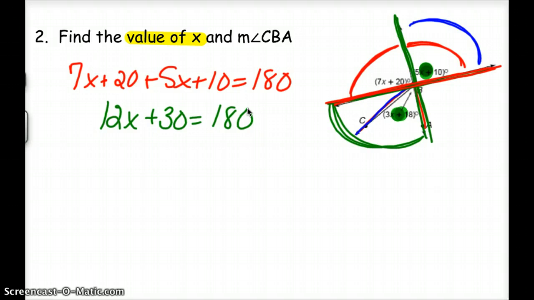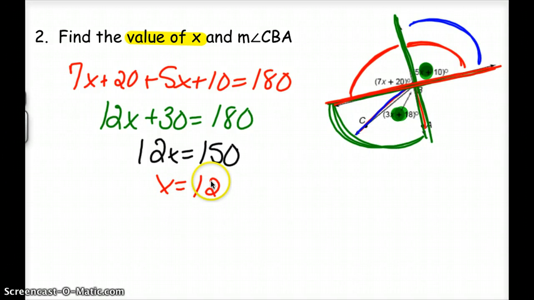I'm going to move my 30. 12x equals 150. And then I'm going to go ahead and divide by 12. So my x equals 12 and a half, or 12 and 5/10. And some students have been asking, can I write that as a decimal? Can it be a fraction? When do I do what?